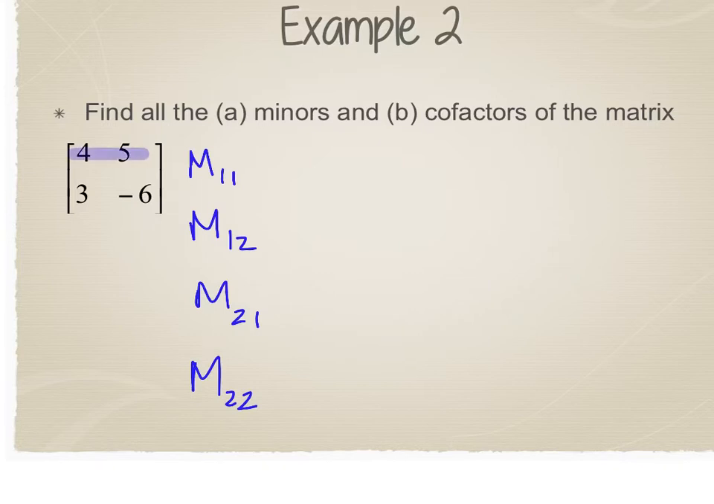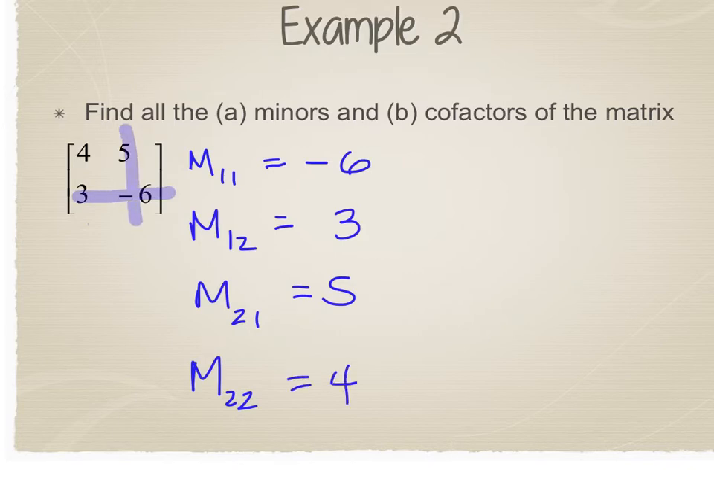1, 1 would be crossing through the row and that column, and I'd be left with -6. Minor 1, 2, row 1, second column, I'd be left with 3. Minor 2, 1, second row, first column, and I'm left with 5. And minor 2, 2 is second row, second column, and I'm left with 4.